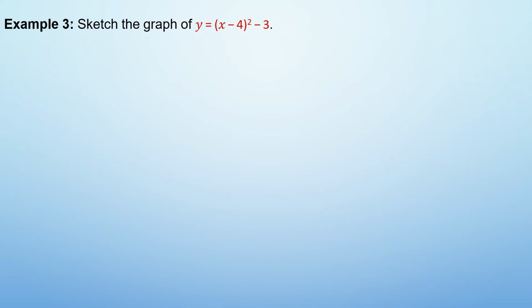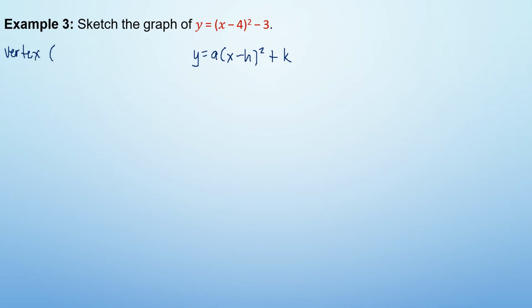Let's have our third example. Sketch the graph of y is equal to quantity x minus 4 raised to the second power minus 3. As you can see, our quadratic function is written in the form y is equal to a times x minus h raised to the second power plus k. So with this, we can easily identify the vertex of the given function.